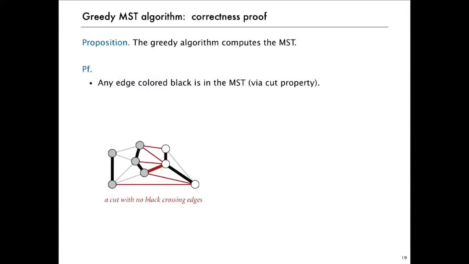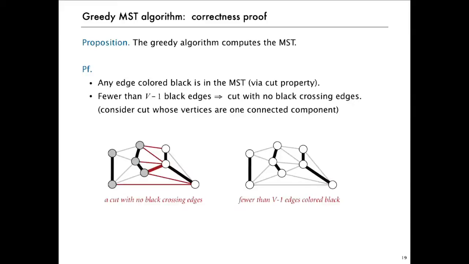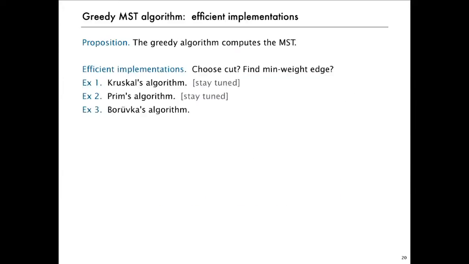Any edge colored black is in the MST, and you can always add to the set of black edges if you don't have V-1. Once you have V-1, you've got V-1 edges that are in the MST. The MST has V-1 edges. Greedy algorithm computes the MST.